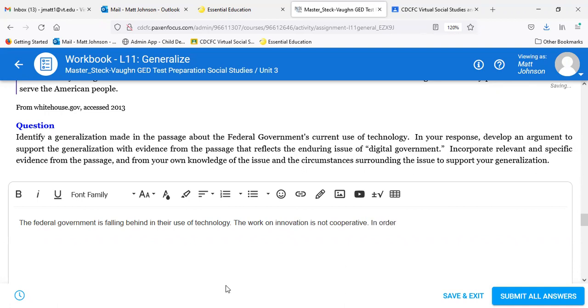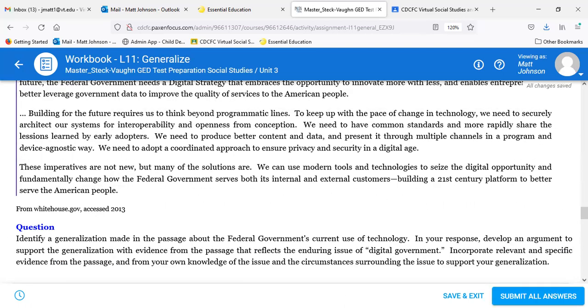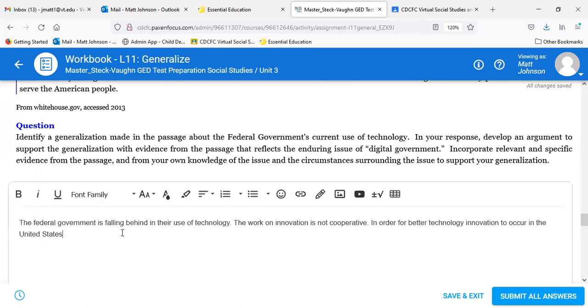In order for better technology innovation to occur in the United States, and let's take a look here how I can word this, there will need to be more sharing of information and data.